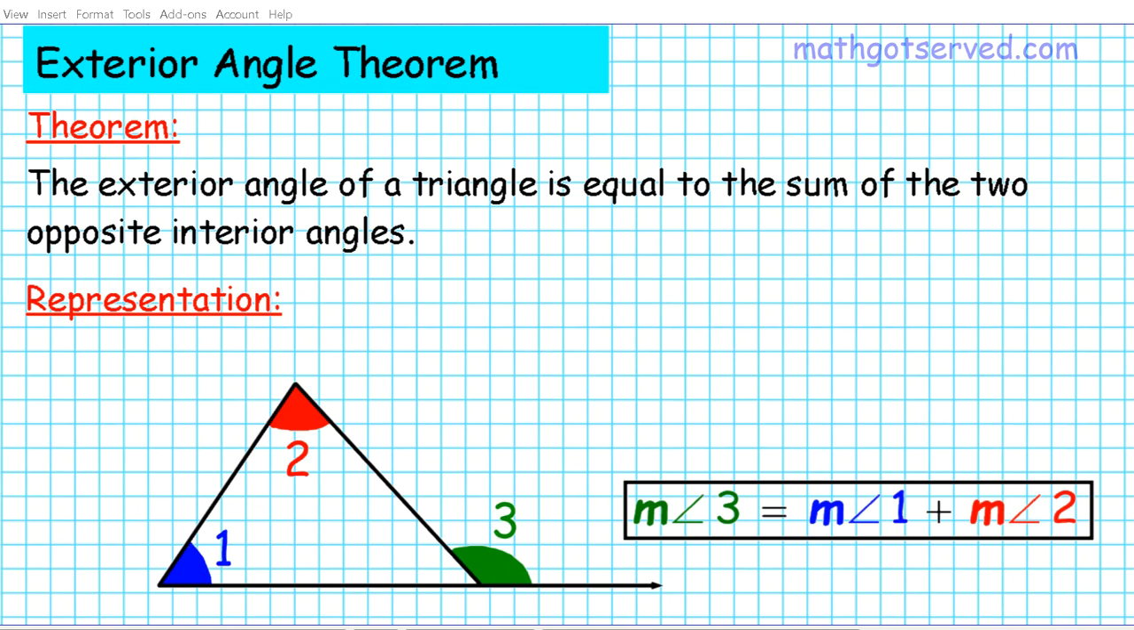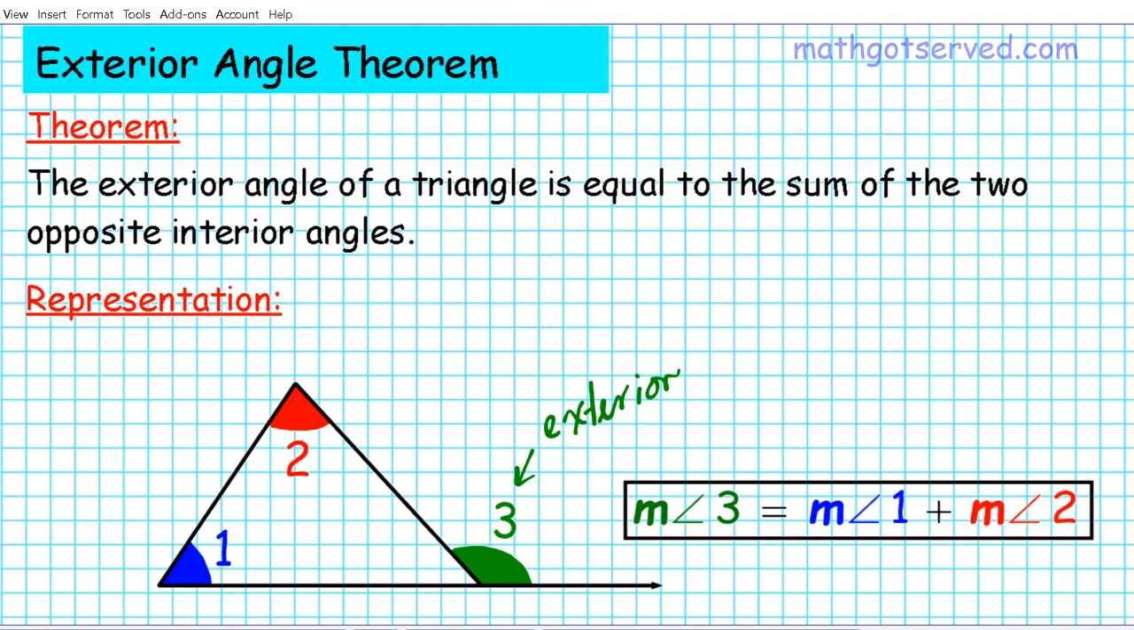Alright, before we get started with some practice problems, let's go over what the exterior angle theorem is. So the exterior angle theorem basically states that the exterior angle of a triangle, so in this diagram we have right here, angle 3 right here is your exterior angle, okay? So the exterior angle of a triangle is equal to the sum of the two opposite interior angles.